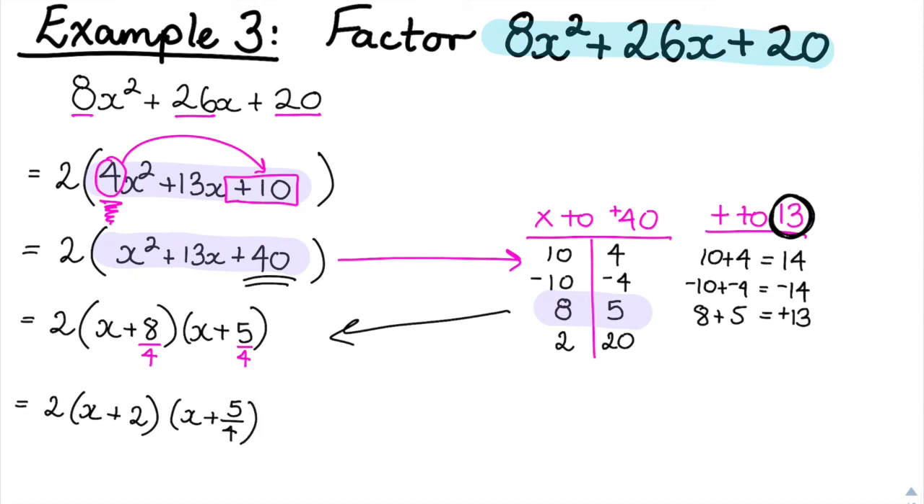Our final step to fully simplify is going to require us to multiply this 4 by the x. So we'll have 2 multiplied by x plus 2, and 4 times the x is going to give 4x, and we'll be left with the 5. And there we have it, our third and final example complete.